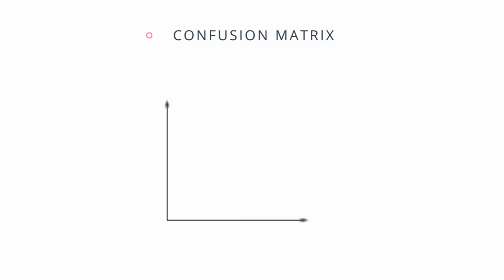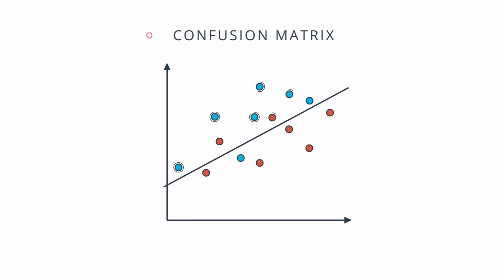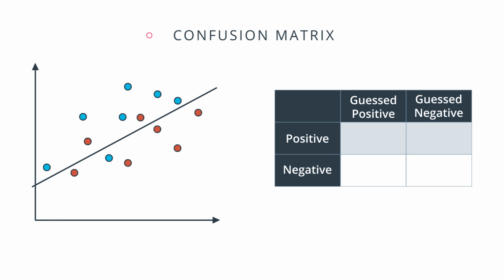Now it's your turn to create a confusion matrix. Look at this data, where the blue points are positive and the red points are negative. The model we've trained is the line that separates them, with the positive region being in the top and the negative region in the bottom. Now please fill in the following 4 blanks in the confusion matrix for number of true positives, true negatives, false positives, and false negatives.